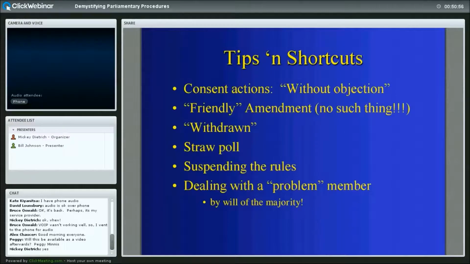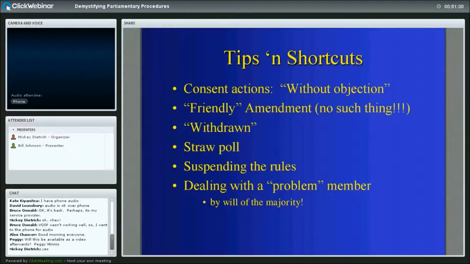Okay. The friendly amendment, I think I beat that horse enough. We know there's no such thing. If an amendment appears to be very divisive, and it looks like a vote on this thing is going to create hard feelings and divide the organization, you can have a motion to withdraw and actually remove the motion from consideration by the assembly. Again, this would have to be voted on, but it's a way to extract the motion from consideration.